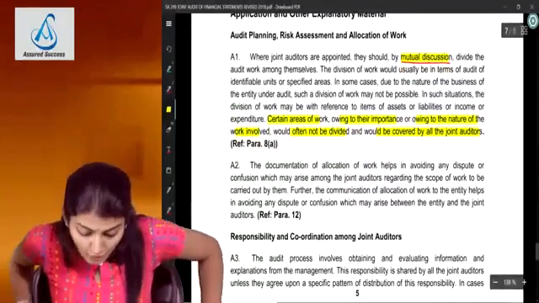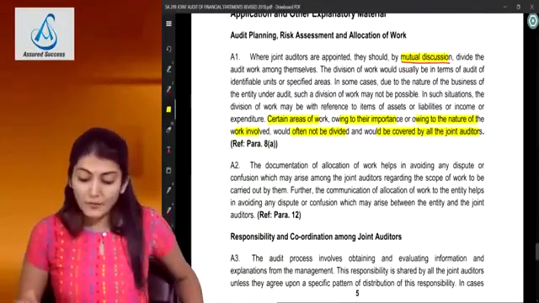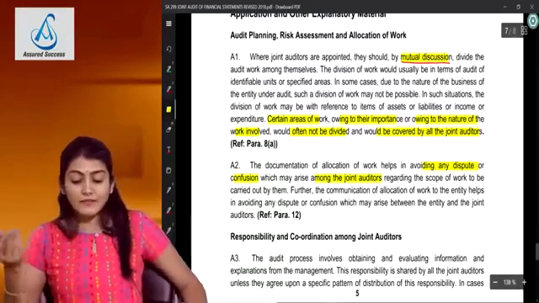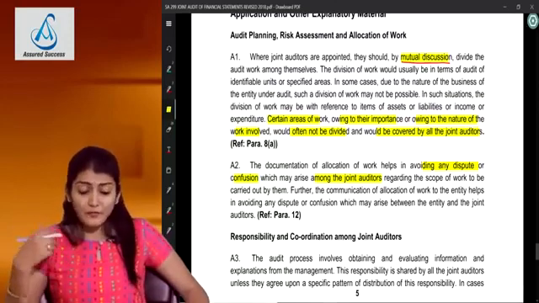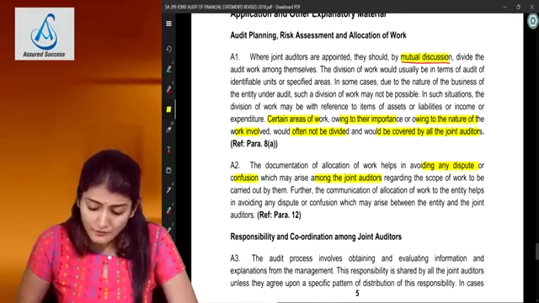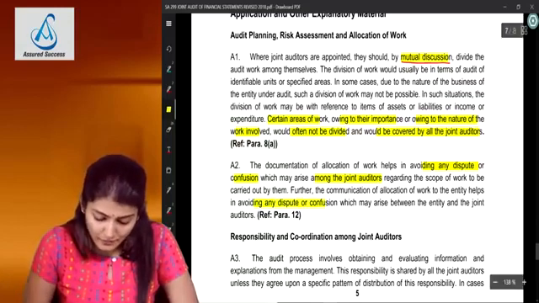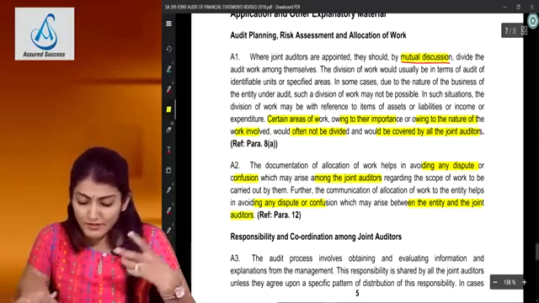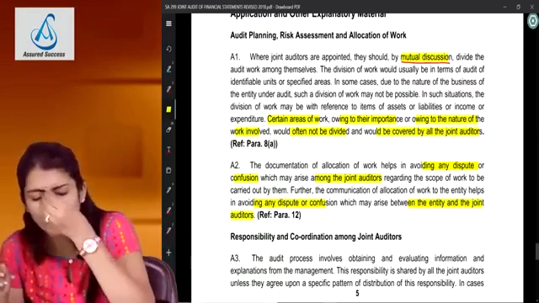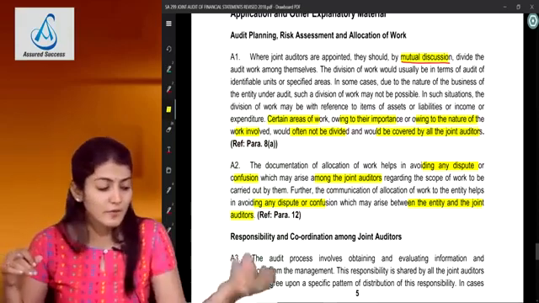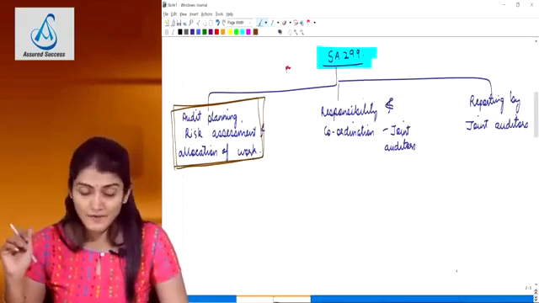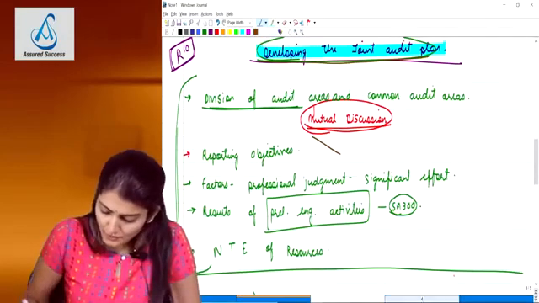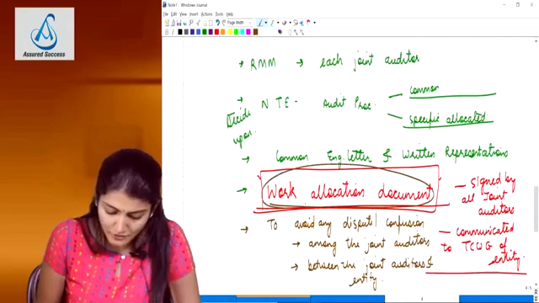And A2 paragraph, the documentation of the allocation of work helps in avoiding any dispute or confusion which may arise among the joint auditors regarding the scope of work to be carried out by them. And further, the communication of allocation of work to the entity helps in avoiding any dispute or confusion which may arise between the entity and the joint auditors. Right, so I have already told you these points. Avoid any dispute or confusion among the joint auditors and between the entity and the joint auditors. Yes, is it clear to everyone? This is a very important point over there, developing the joint audit plan, and second one, the work allocation document.